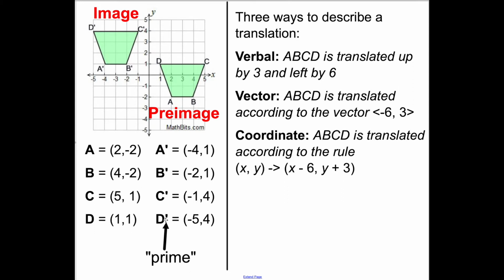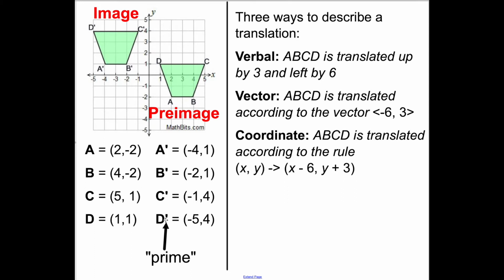Now, there are 3 different ways that we can describe a translation, and they all have the same meaning. They're just different ways of referring to the same idea. First, we have a verbal representation, and this does not have anything to do with the picture that you see here. It's just an example. We could say A, B, C, D is translated up by 3 and left by 6. So we're verbally describing what's happening.